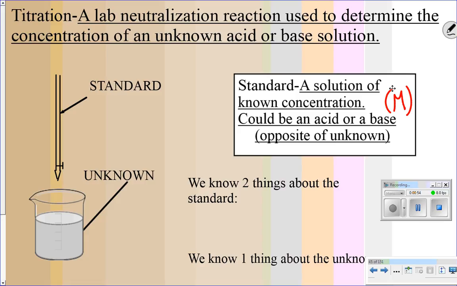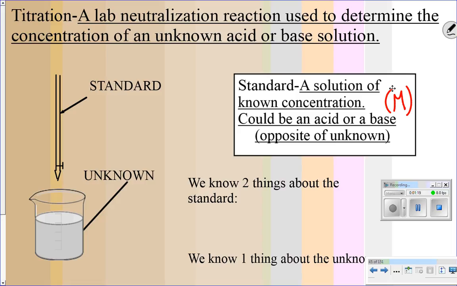If we have an unknown acid, our standard will be a base. The titrations that we are going to do in class will have unknown acids, so we will be using a standard base. Making a standard is a tedious process where you have to make sure that your molarity is very carefully measured and calculated.